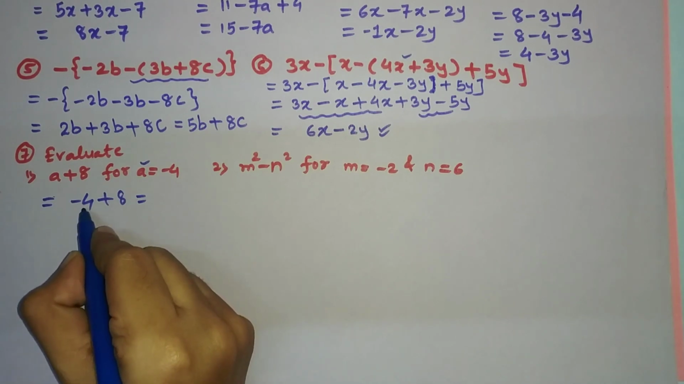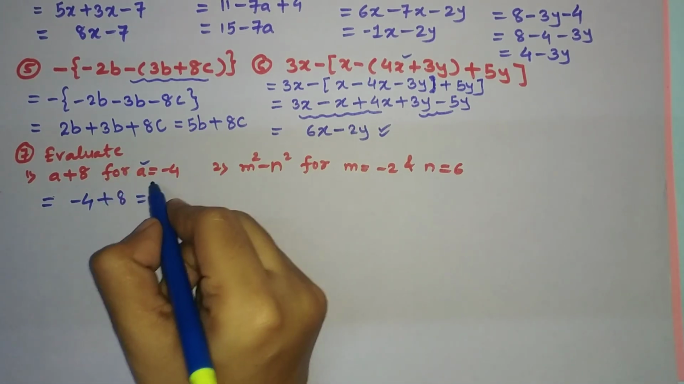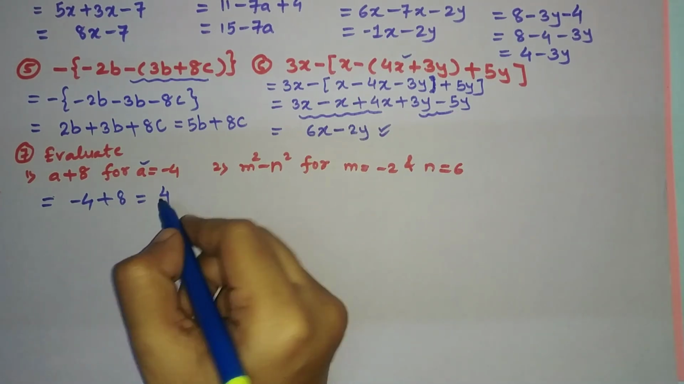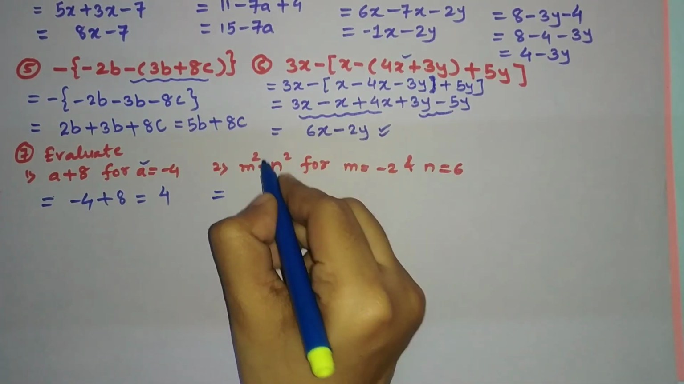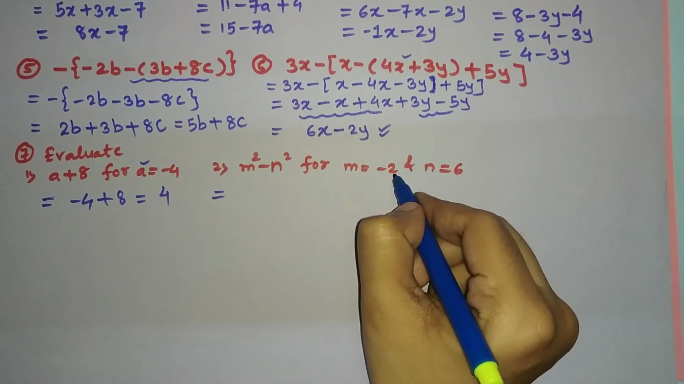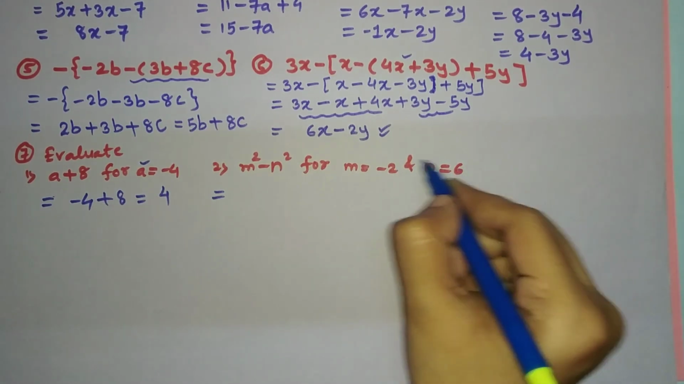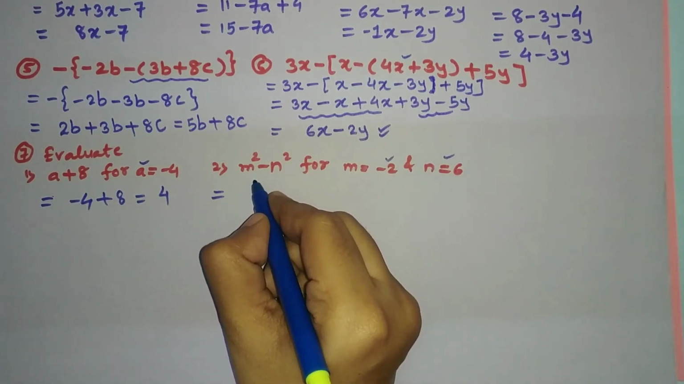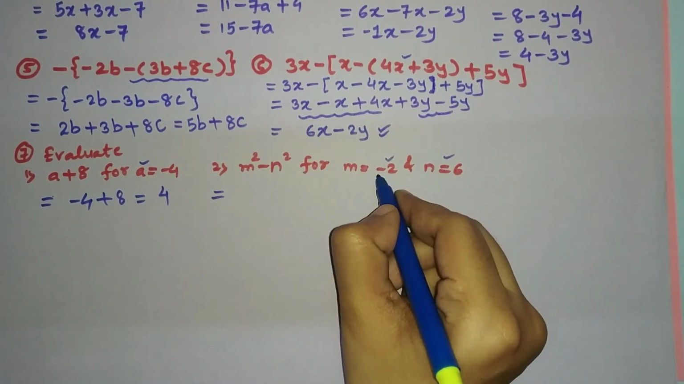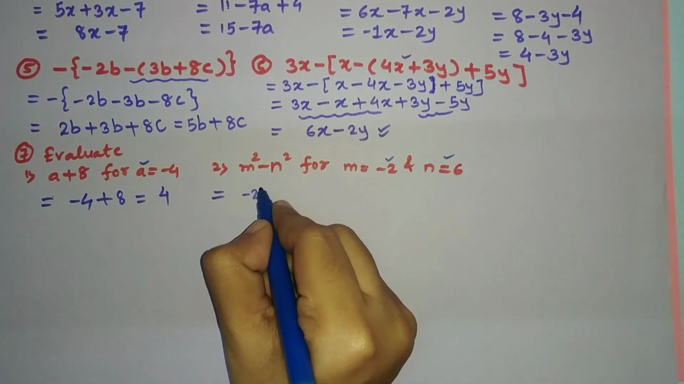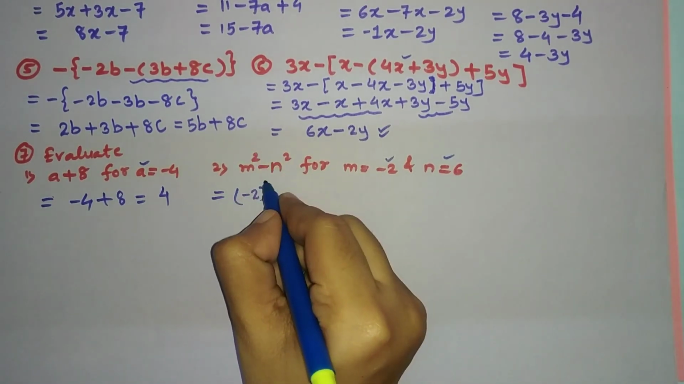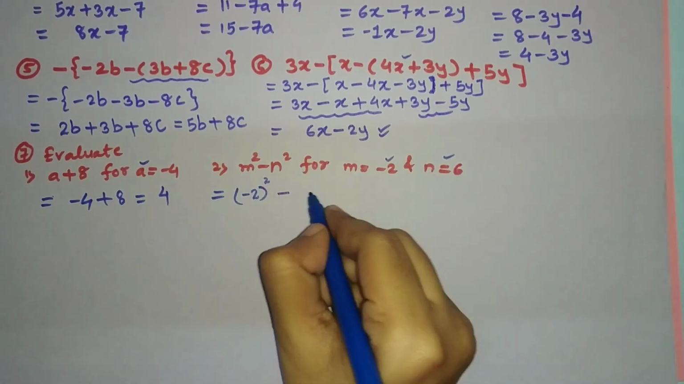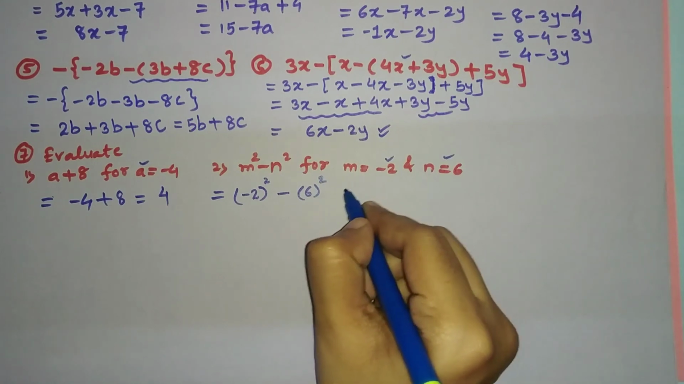We know that friends, one positive, one negative will give a subtraction. And that is plus 4 is the answer, with the sign of the bigger number. Next, m square minus n square for m is equal to minus 2 and n is equal to 6. Two variables are there and we need to put their values in this expression. So m is what? Minus 2. So instead of m we'll put minus 2 and its square is there, so we'll write square here also. Minus n square. N's value is 6. So we'll put 6 square.